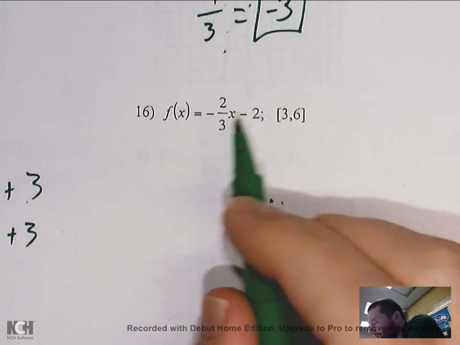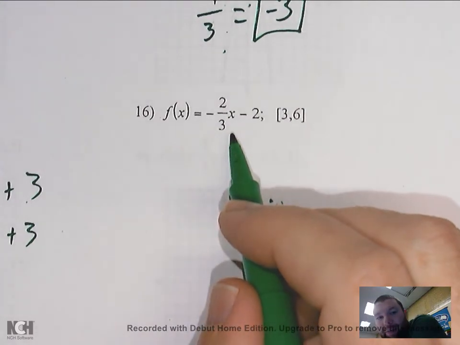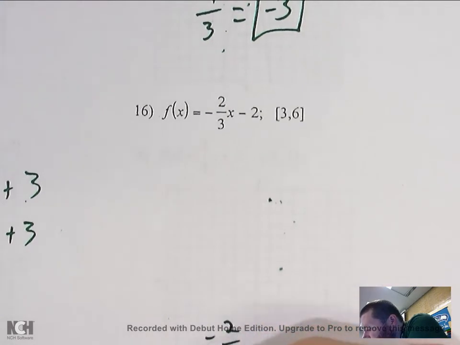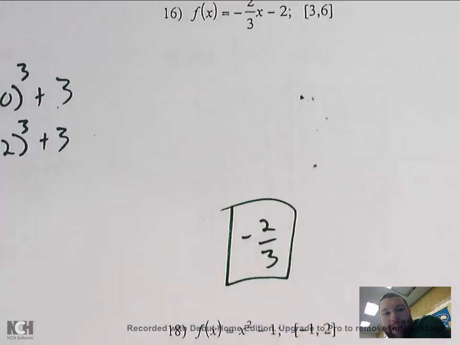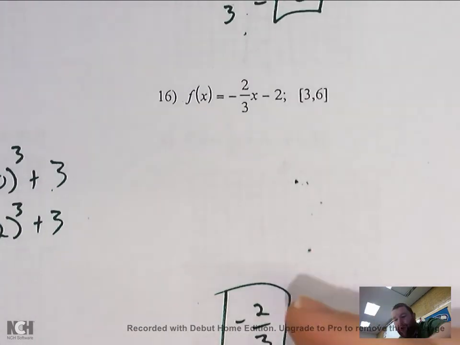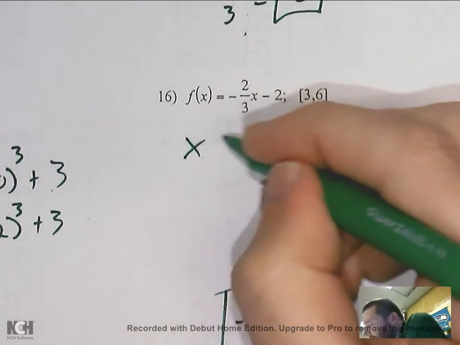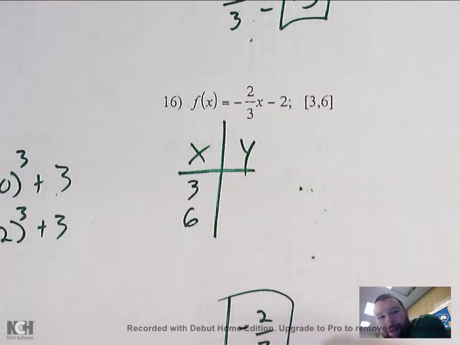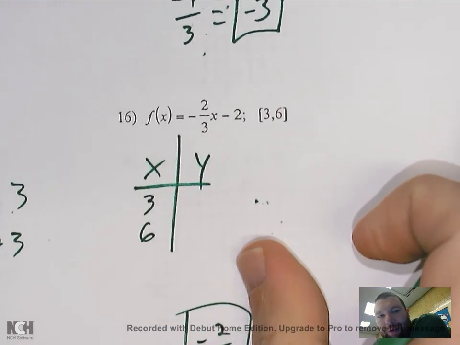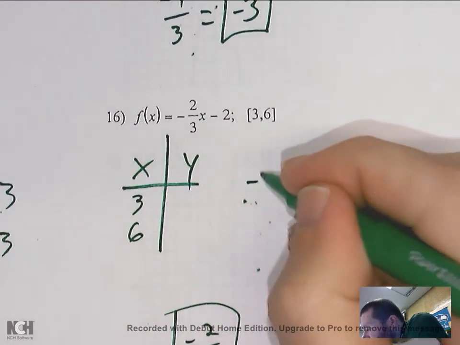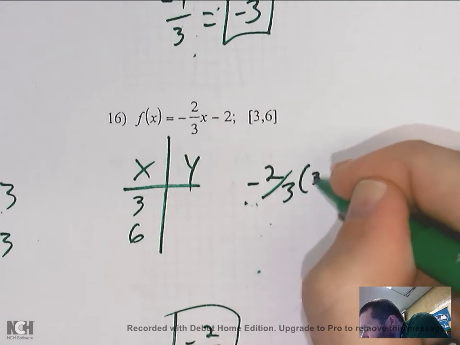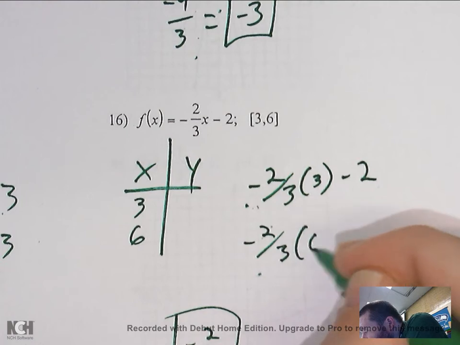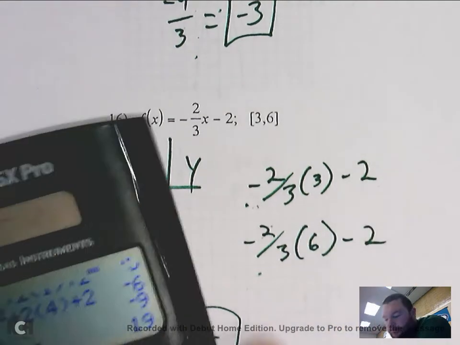This one is a linear equation. So I can tell you the slope right now is going to be negative 2 over 3, because that's the slope that's there. But I'll show you that it works the same way. So table, and I'm going to use 3 and 6 for my x values, and then I'm going to plug them in. So I have negative 2 over 3 times 3 minus 2, and negative 2 over 3 times 6 minus 2.